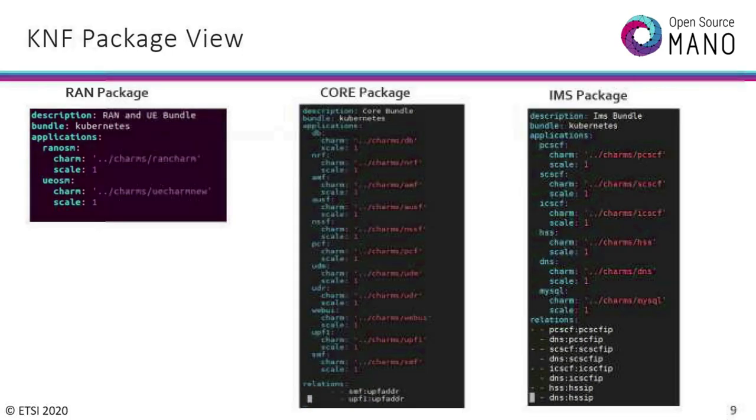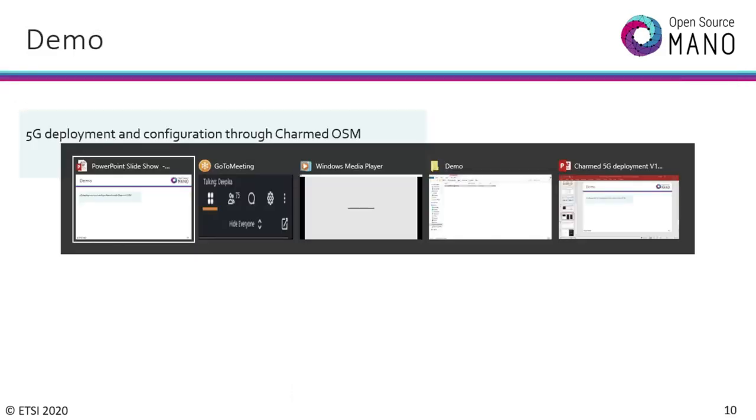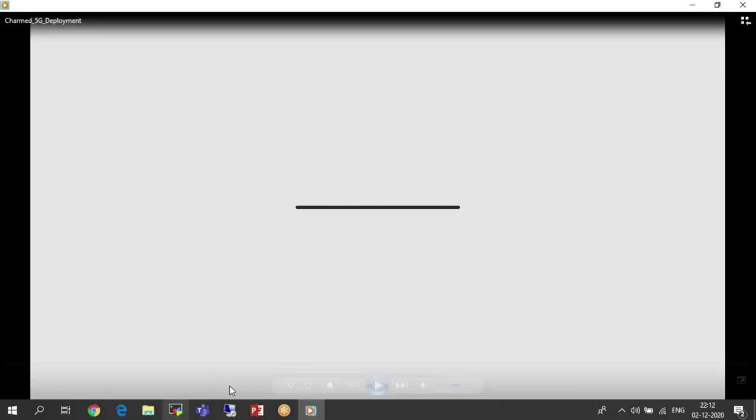So that being said, let's get to the demo part where we can see our Juju charm bundles and OSM in action. As a part of this demo, we'll be showing deployment of core, RAN and IMS through Charmed OSM. And after it's successful, we can show you a few 5G scenarios. So let's get to the demo.